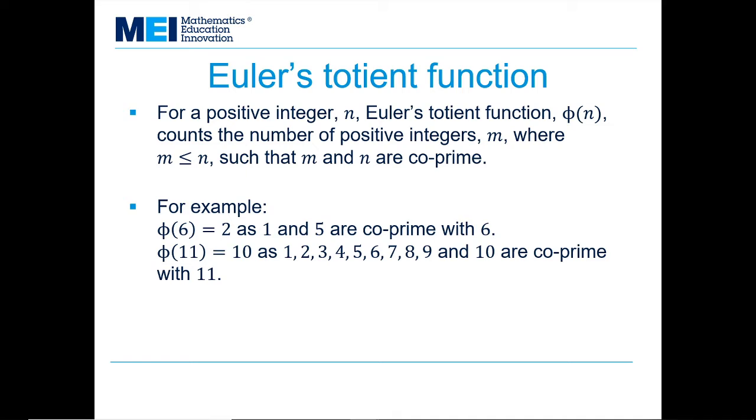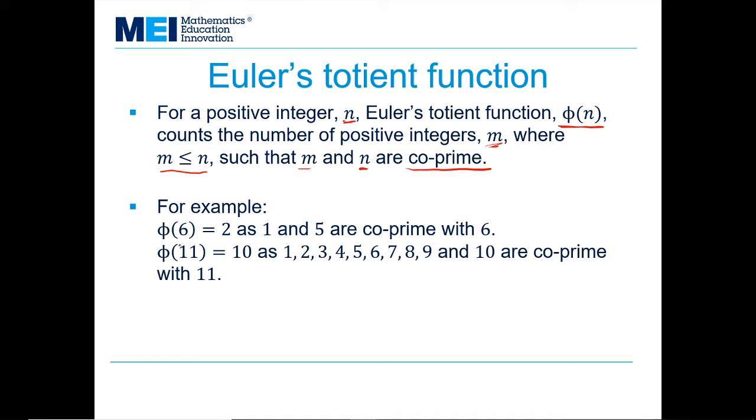Euler's totient function is a counting function that counts the number of positive integers which are coprime to a number n. So it's defined as follows. For a positive integer n, the totient function, which is written using the Greek letter phi, counts the number of positive integers m, where m is less than or equal to n, and m and n are coprime.